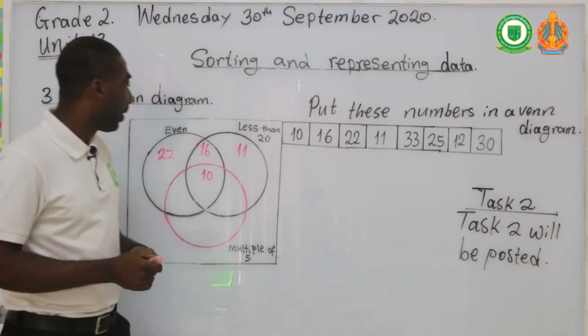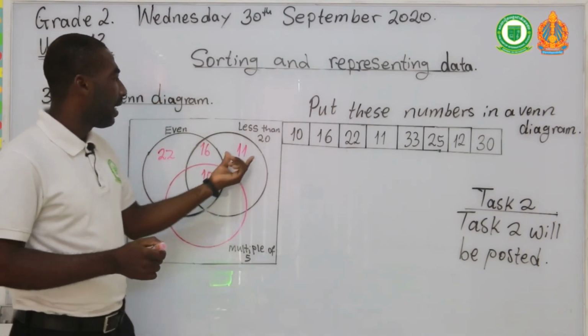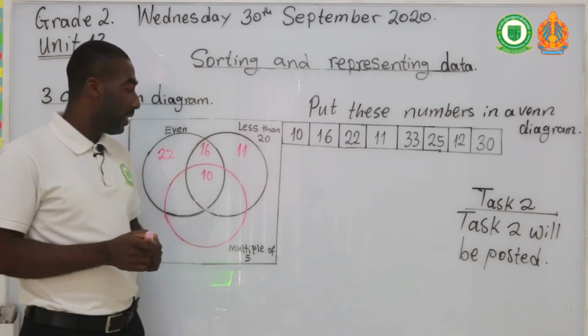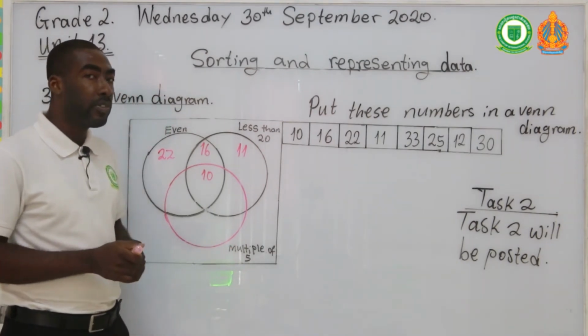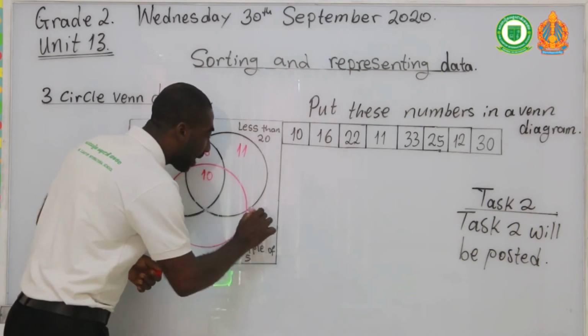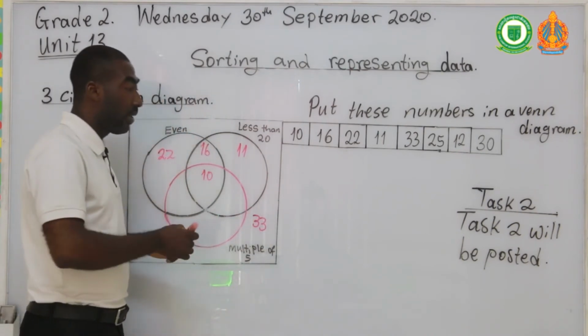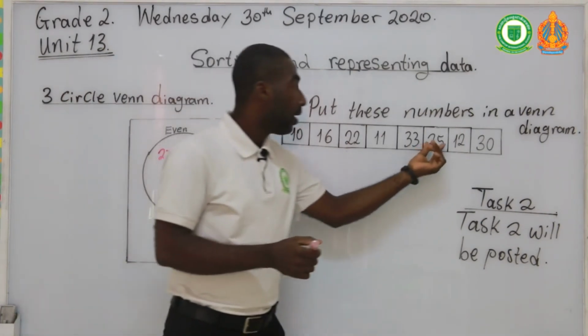33 is not an even number. It is not less than 20. It is not a multiple of 5 as well. So it has to come outside the 3 circles.